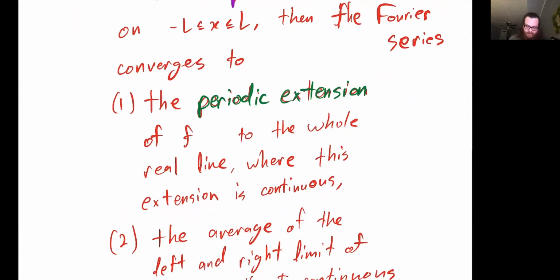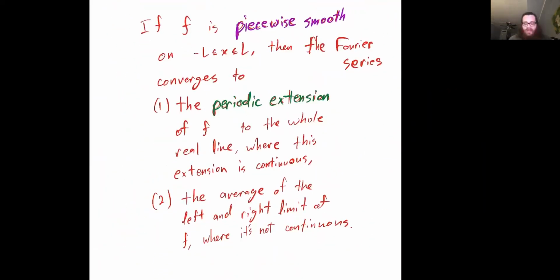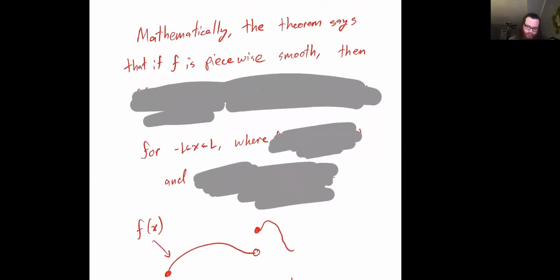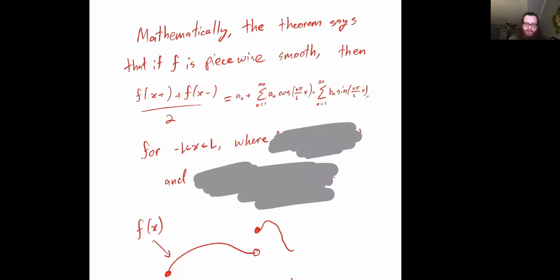So back to the statement of the theorem, right? So if f is piecewise smooth, okay, then the Fourier series either converges to the periodic extension, wherever that's continuous, or the average of the two values where the extension is discontinuous. Okay. So one way we can write that is the following.